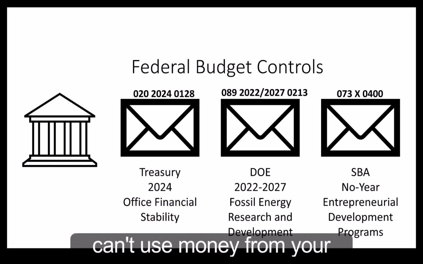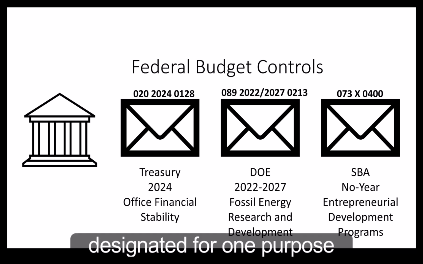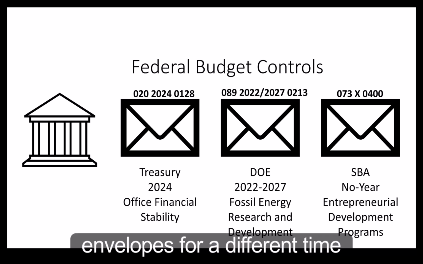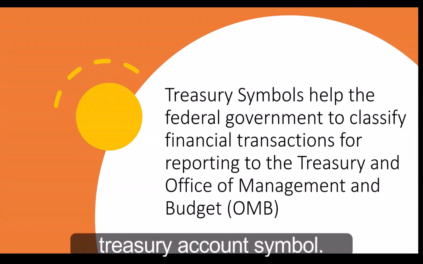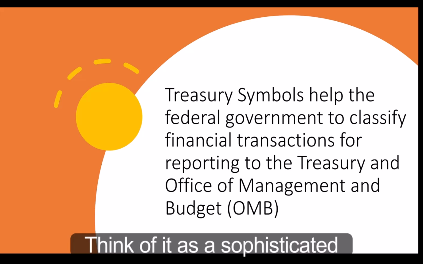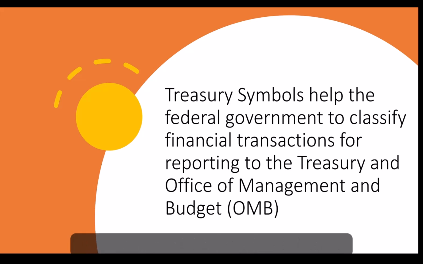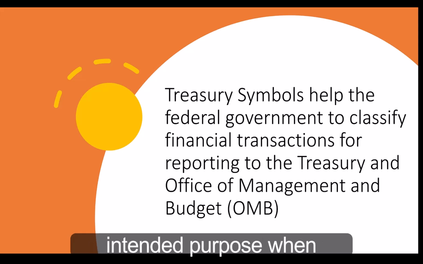Just like you can't use money from your rent envelope to buy plane tickets to Florida, the government can't use funds designated for one purpose for something else. And just as you might have envelopes for different time periods, the government has funds available for different fiscal years. So next time you see a Treasury Account Symbol, think of it as a sophisticated version of writing Rent-June 2023 on an envelope in your personal budget system. It's all about keeping funds organized and used for their intended purpose when they're intended to be used.